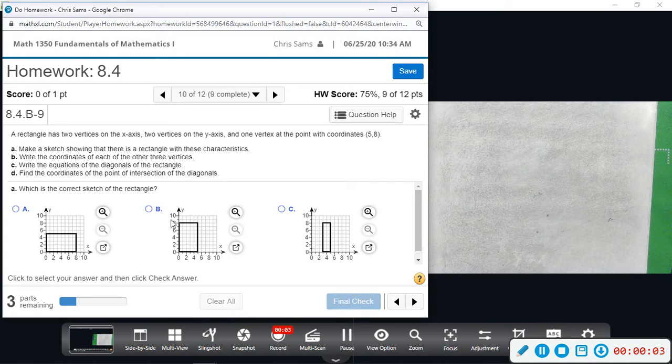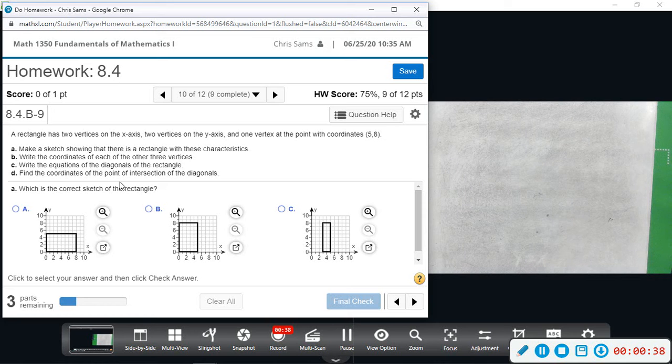Alright, number 10. A rectangle has two vertices on the x-axis, two vertices on the y-axis, and one point with the coordinates 5, 8. So part A, we're going to make a sketch showing that there's a rectangle with these characteristics. B, we're going to write the coordinates of each of the other 3 vertices. C, we're going to write the equation of the diagonal of the rectangle. And D, we're going to find the coordinates of the point of intersection of the diagonals.